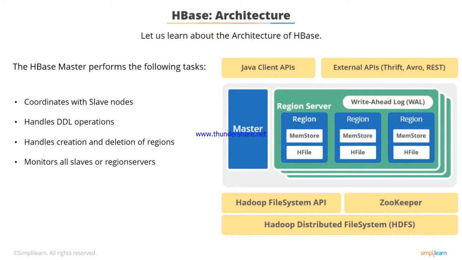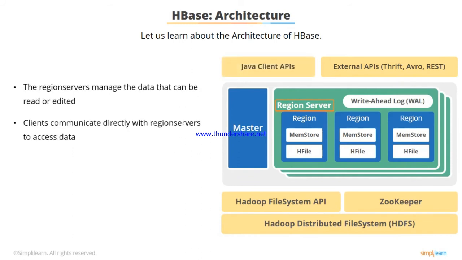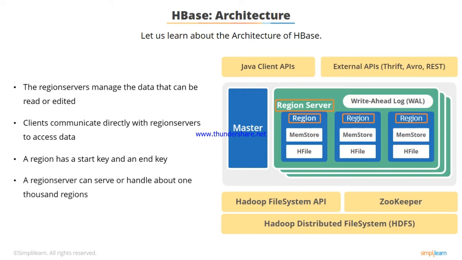Zookeeper maintains the cluster state constantly. The region servers manage the data that can be read or edited. Clients communicate directly with region servers to access data which resides on Hadoop data nodes. HBase tables are divided into regions based on a range of row keys. A region has a start key and an end key, and all the rows in the tables that fall in that key range make up the region. A set of regions is assigned to a region server. A region server can serve or handle about 1,000 regions.